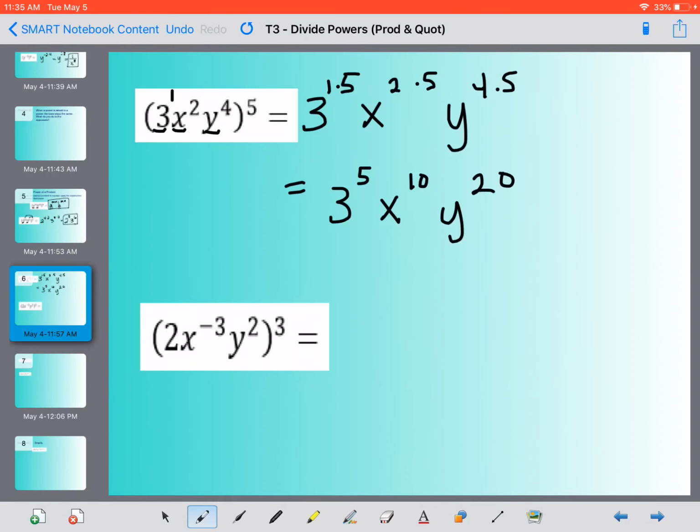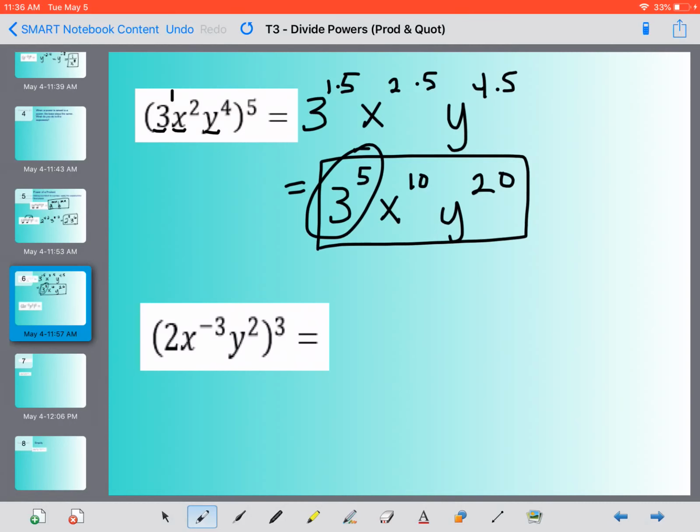Now, because 3, x, and y are all different bases, you cannot multiply them together. You could expand this, and on your homework you may see that, but you can do that on your calculator, 3 to the 5th power, which, so you can check, is 243. So that would be 243 x to the 10th, y to the 20th. So you just need to be able to recognize that in your homework.